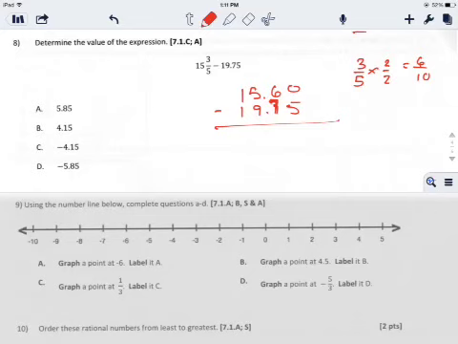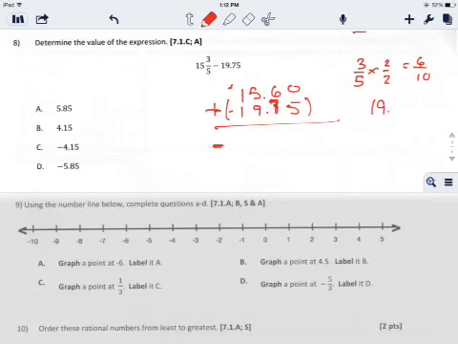Maybe it's not as clear to you. Let me change it. I'm going to change it to addition of a negative number. And now I can see here I've got a positive number and I've got a negative number, and the negative number has a greater absolute value. So my answer is going to be negative. Now I need to find out how much.